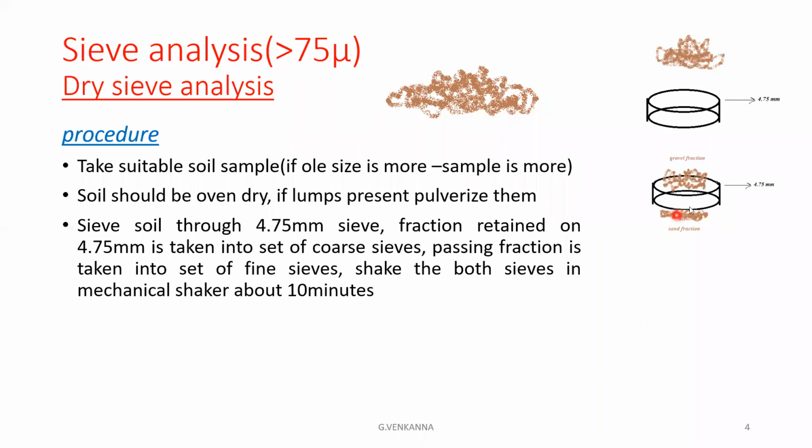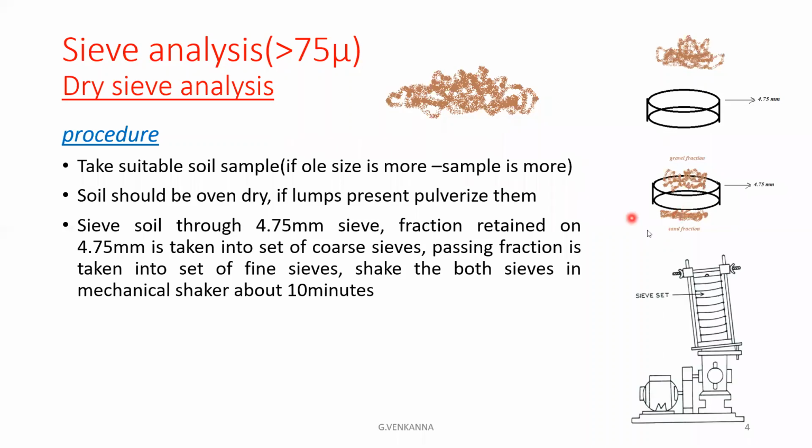Okay, so the fraction retained on the 4.75 mm sieve is taken into the set of coarse sieves, that means 80, 40, 20 mm. The total sieves are placed in a mechanical sieve shaker, and the sieve shaker is run for about 10 to 15 minutes. After 10 to 15 minutes of shaking, the particles move from top to bottom according to particle size. The material is retained on, or passes through, each sieve.